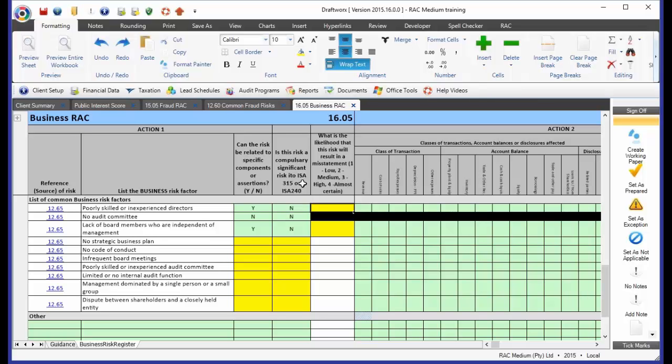Then it asks me, what is the likelihood that this risk will result in a misstatement? And we have 1, 2, 3, 4: low, medium, high, or almost certain. The example I use is, let's say we are auditing a retail store, and our risk is that there is stock theft. So what is the risk in a retail outlet that stock is going to be lost? And the answer there, I believe, is almost certain.